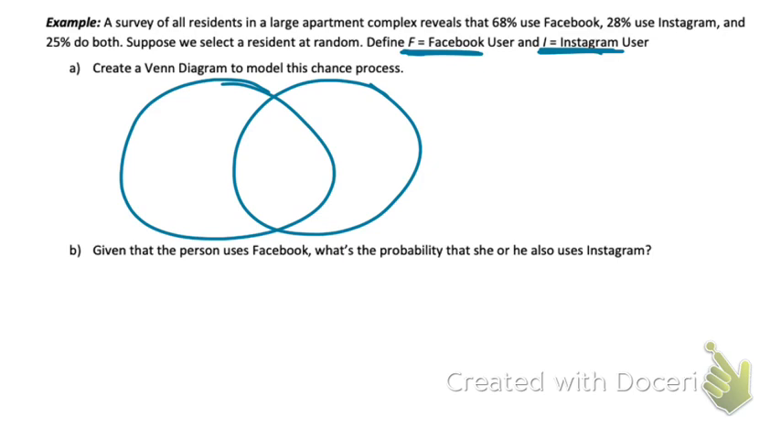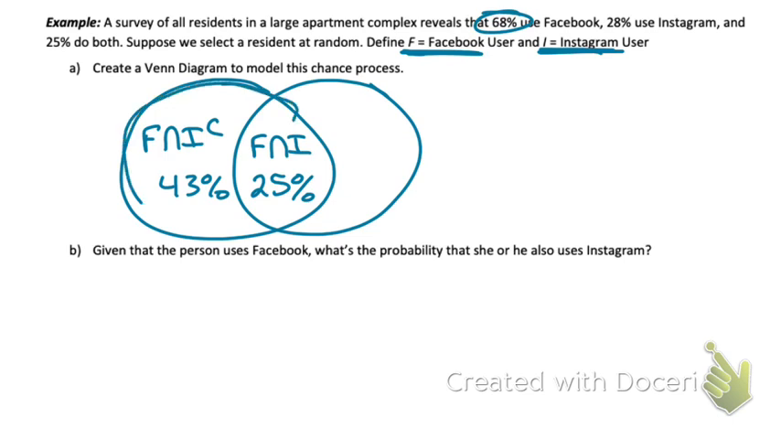Alrighty. What are you going to label first? The middle. And what is the notation for the middle? F and I. And what is the percent that goes there? 25%. Perfect. All right, I'm going to go to the left of that section. What did you guys label the left of that section? F and I complement. Perfect. And what percent goes there? 43. Why 43? Perfect. So this whole circle needs to equal 68, and now it does.